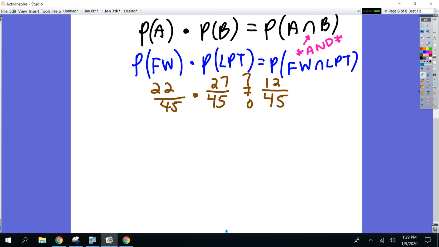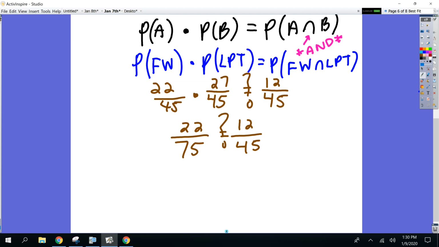How do I use this? Hopefully all of us are getting something over 75. 22 over 75? Is that what we're getting on the calculator? Yes. Okay. Is that equal to 12 over 45?